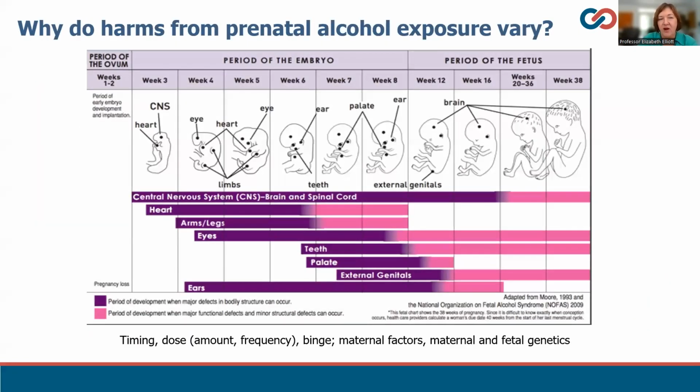We know that there are a whole range of harms from prenatal alcohol exposure. Even in the child without FASD, there may be learning, behavioural and developmental problems. That's because the effects of alcohol are very different depending on the timing and dose of exposure. The important thing here is that in the first 3 months, alcohol may cause physical features, but the brain develops throughout the pregnancy, and hence exposure at any time during the pregnancy may cause learning, behavioural and developmental problems. Next slide.